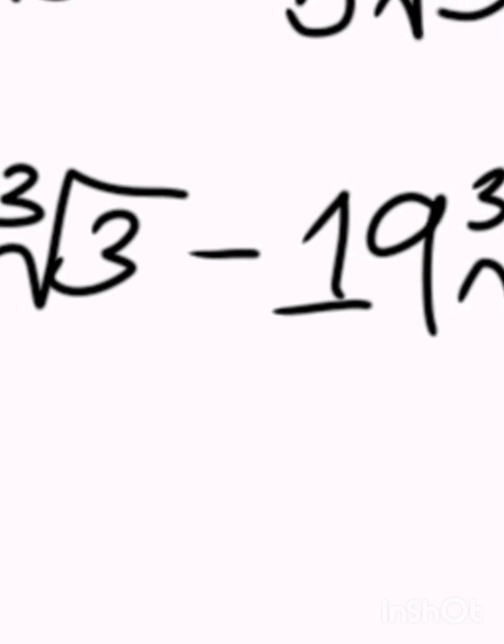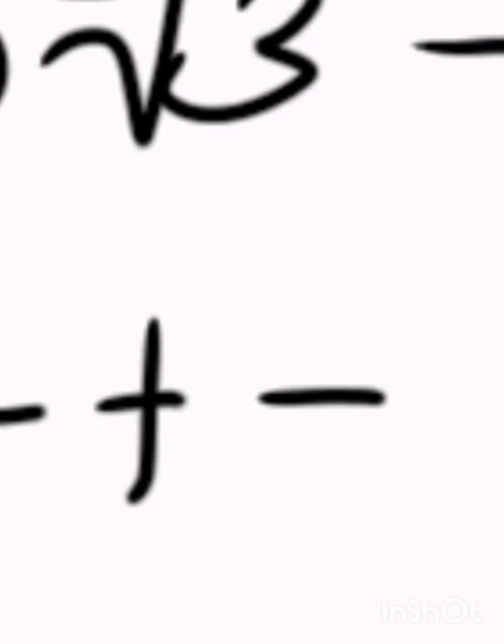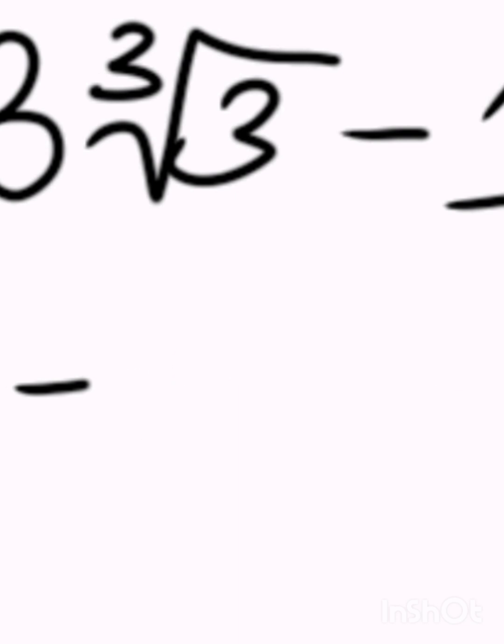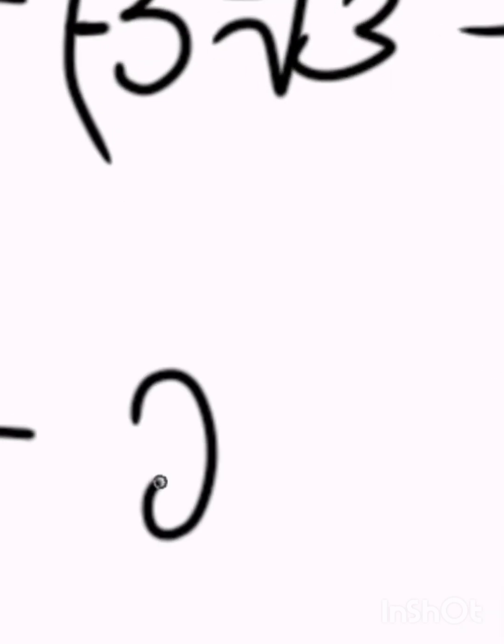We don't minus the radical nor the index. We combine negative 3 and negative 19. According to the law of integers, negative plus negative equals negative. And we can add them up, but the answer will be negative. So negative 3 plus negative 19, rather, will be negative 21. And then copy the cube root of 3.